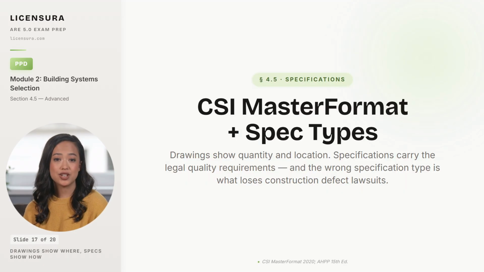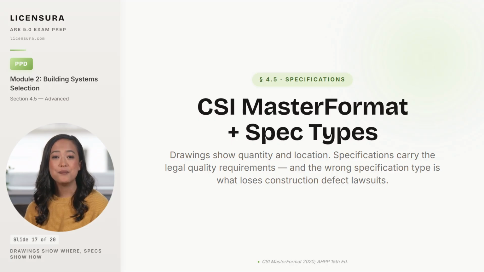Most architects treat specifications as paperwork they hand off to the spec writer. That misread is what loses construction defect lawsuits. Specifications are legally binding contract documents that complement the drawings. Drawings show quantity and location. Specifications define the quality, performance, and workmanship the contractor is bound to deliver.